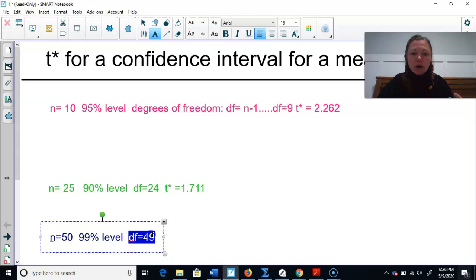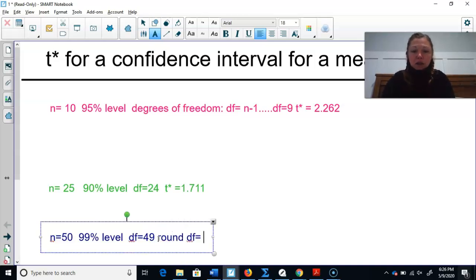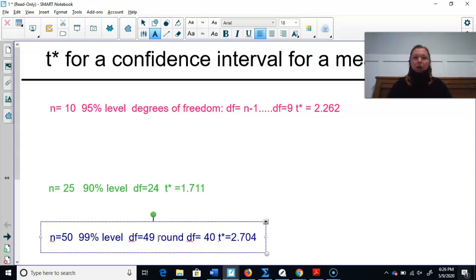So I'm just going to make a note that I had to round degrees of freedom to 40. And I think we said T-star was equal to 2.704. Okay, so that's the first thing that we need to learn for this lesson.